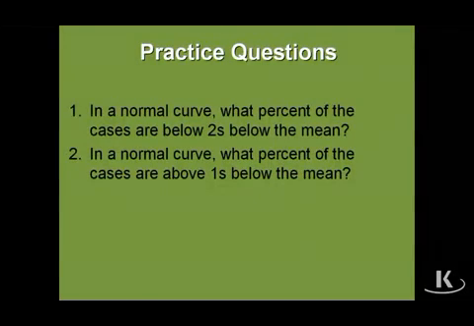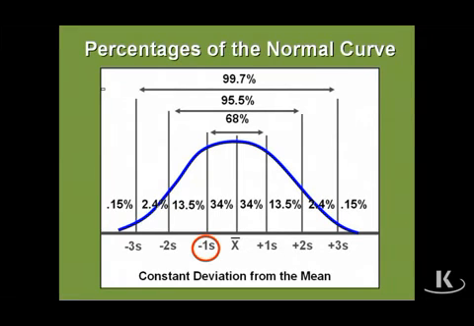Next, in any normal curve, what percent of the cases are above 1 standard deviation below the mean? Once again, we have two things here. One is where to start, the second is where to go. So, in this case, I'm going to start where? 1 standard deviation below the mean. And then I'm going to which direction? It says above that. And so from that point, 1 standard deviation below the mean, all the way up to the top, that's going to be 84%.